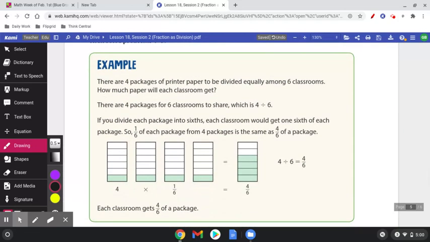Here's an example problem they have on the next page. It says there are 4 packages of printer paper to be divided among 6 classrooms. There are 4 packages for 6 classrooms to share, which is 4 wholes divided by 6. If you divide each package into 6, each classroom would get 1/6 of each package. So 1/6 of each package from 4 packages is the same as 4/6. So there's the good picture of 4 groups of a sixth making 4/6.